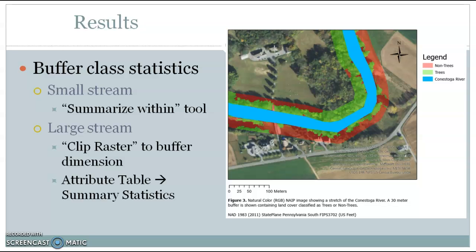So using the new method that I outlined in the previous slide for creating those buffers, I then used the Clip Raster tool to clip the classified raster to the buffer shape surrounding my wider Conestoga River. And then I was able to use the attribute table and summarize functions to get the percent tree coverage within that buffer. Overall, I think it worked well. I was able to get numbers that I feel I trusted.